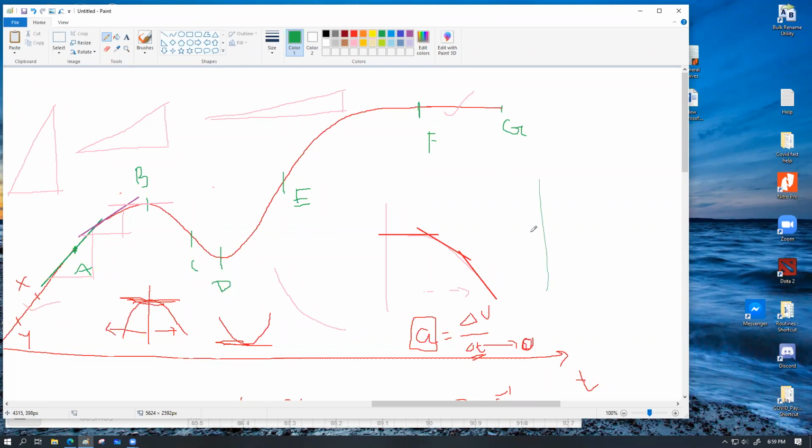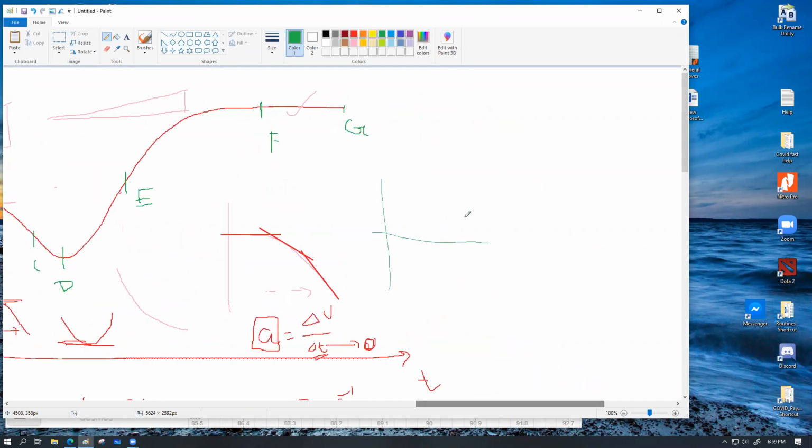The graph for a vertically upward thrown object, the velocity-time graph, not speed-time graph, might look like this. Let's say this is the upward velocity. You have thrown with this velocity. The object rises up to this point, and then it's going to be a straight line that cuts across the x-axis like that. This is what we mean by the highest point of the motion.